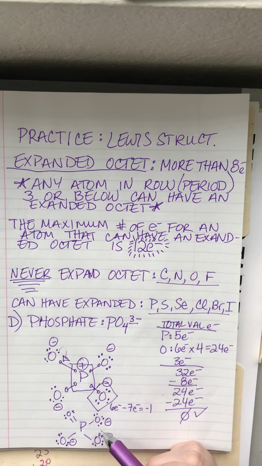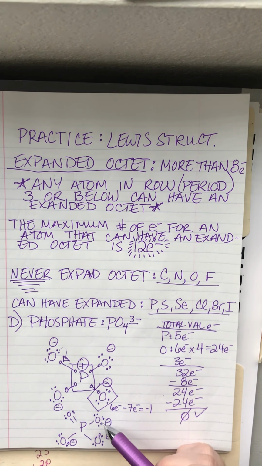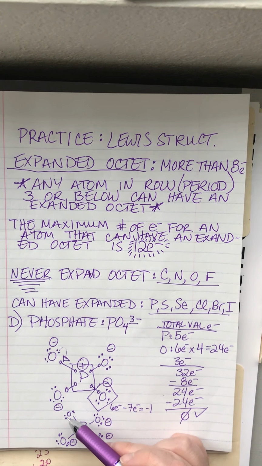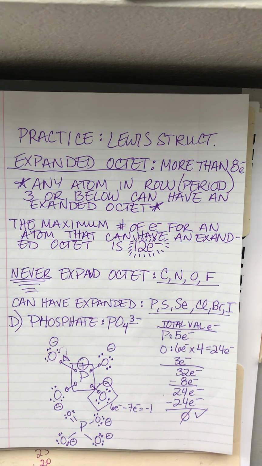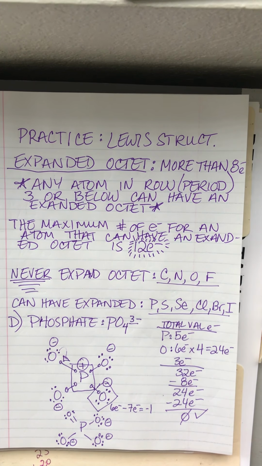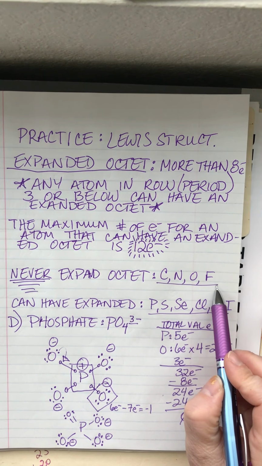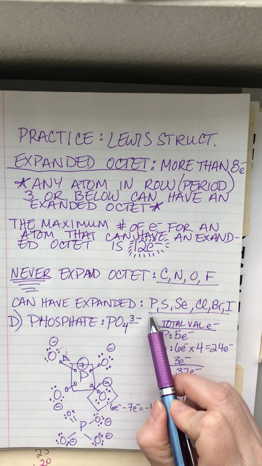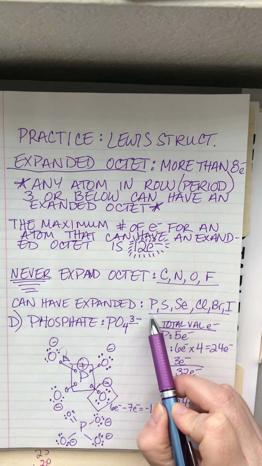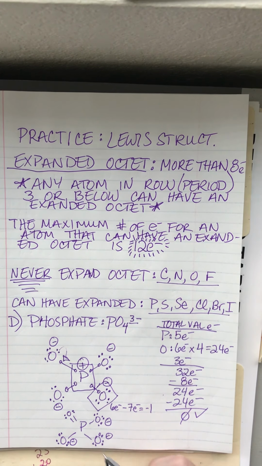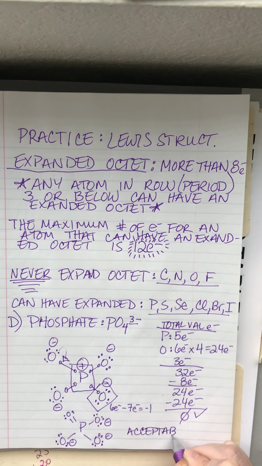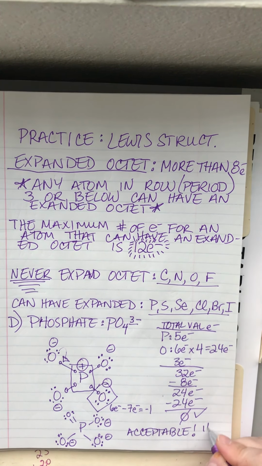So now if we evaluate the octet rule, we see 2, 4, 6, 8 for three oxygens, octet, and 2, 4, 6, 8 for this oxygen, 2, 4, 6, 8, 10 for phosphorus. Now, if it was one of these guys in the center, this would be an incorrect structure. But because phosphorus is one of the atoms that's allowed to have an expanded octet, this is an acceptable structure. And we're done.